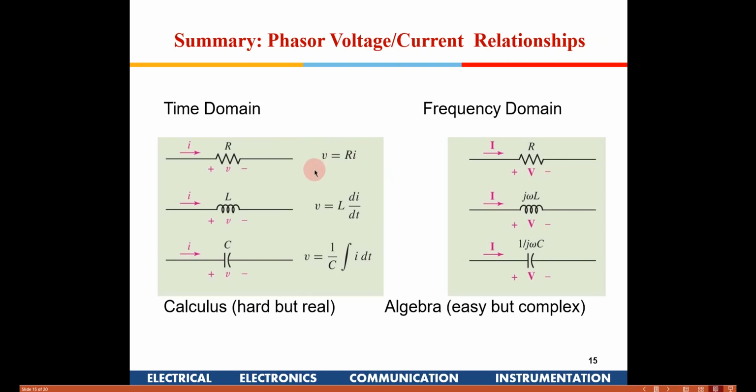So, this is the summary of what we have learned here. For a resistance, V is equal to IR, for an inductor V is equal to L di by dt, and for a capacitor V is equal to 1 by C integral i dt.